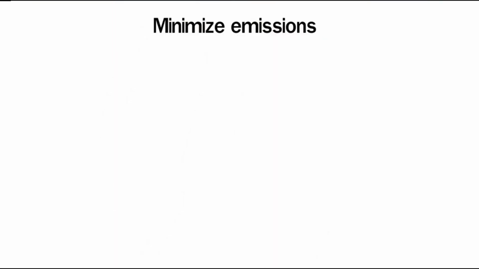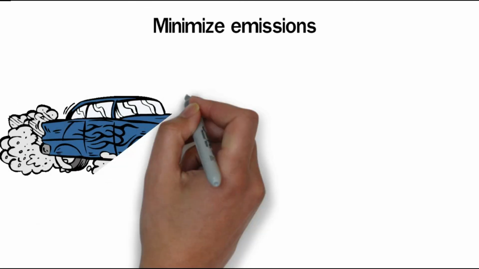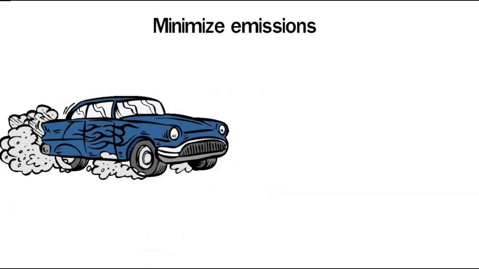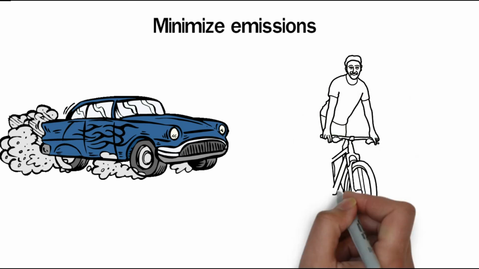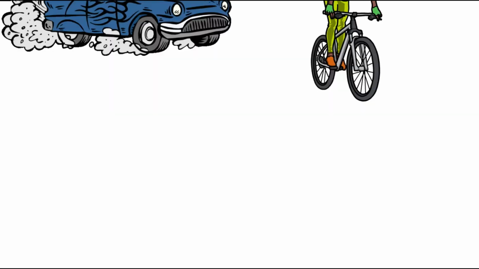Minimize emissions. The use of cars and other types of machinery is the leading cause of emissions on our planet. You can protect the ozone layer by resorting to other means of transport, such as the use of bicycles.